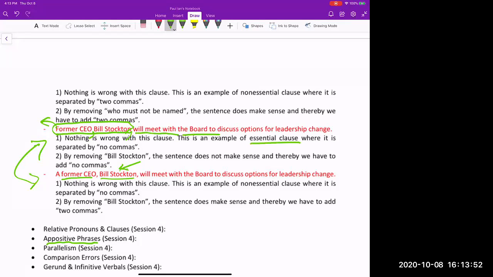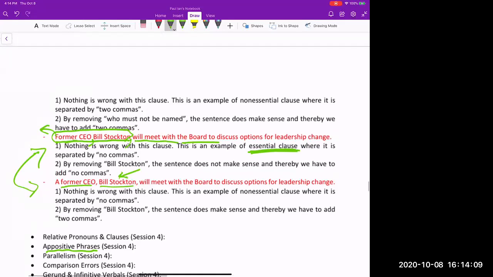So you ask yourself again, is the former CEO what you're trying to modify, and Bill Stockton is your clause. From this, it sounds essential, but let's check. If you remove it, does it still make sense? No, right? So if it doesn't make sense, then you put no comma and it's still essential.